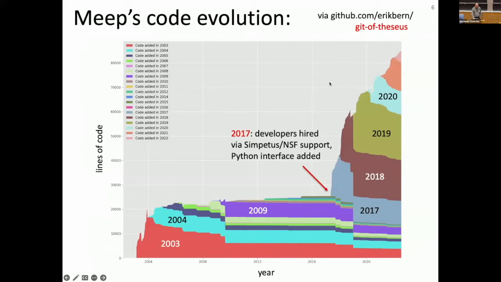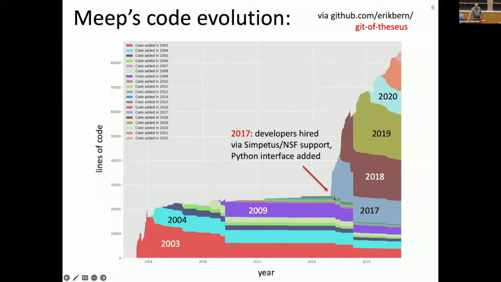So this is from a nice tool on GitHub called Git of Theseus, referring to the famous ship of Theseus of philosophy. So is it the same program if 90% of it has been replaced by other code? There's still about a third or a quarter of the code from 2003 still in the code base, and you can see a big kink where the development goes almost vertical in 2017.